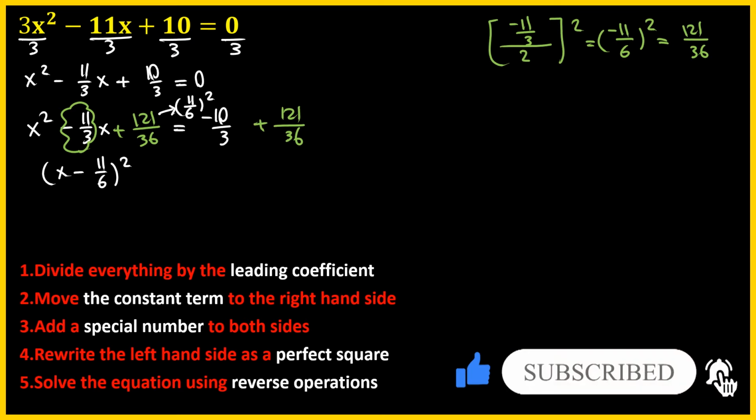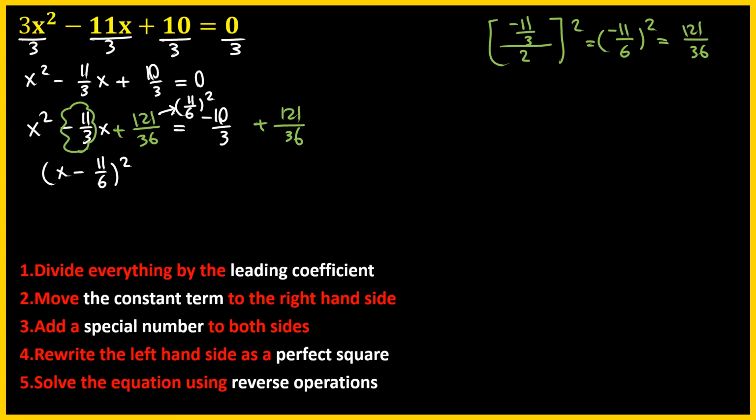Because the middle coefficient is negative. And when the middle coefficient is negative, we will have x minus some number. But if the middle coefficient is positive, then we will have x plus some number. So in this case, the middle coefficient is negative, and the third number is 11 over 6 quantity squared. So we will have x minus 11 over 6 quantity squared.